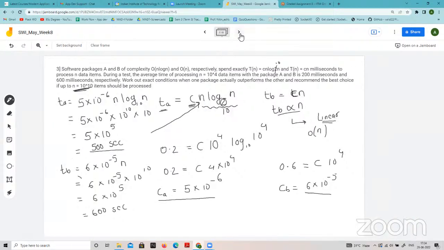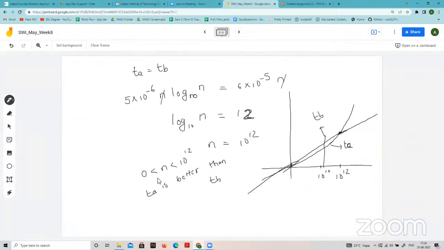Okay. So here, that is the same thing that we have done. We have found out the range. Now, this is the range for which TA is better than T2. Now, if 10 raised to power 10 comes in this range, yeah, TA is better than T2.